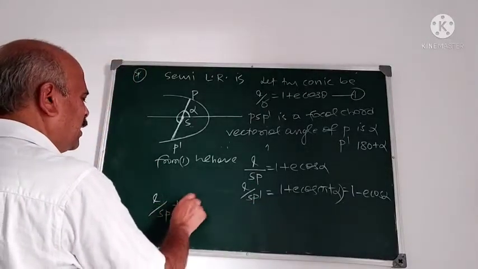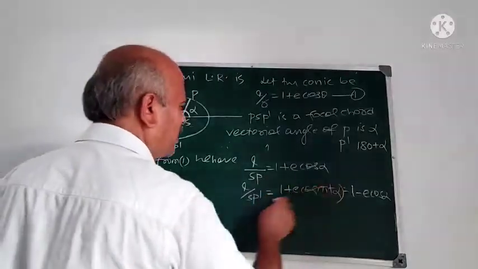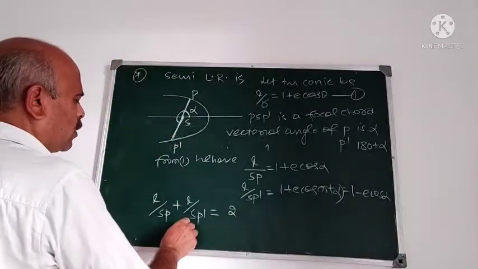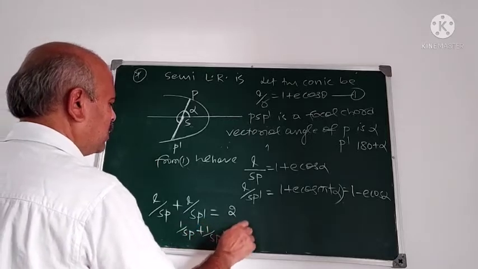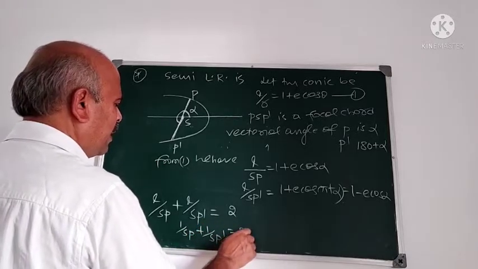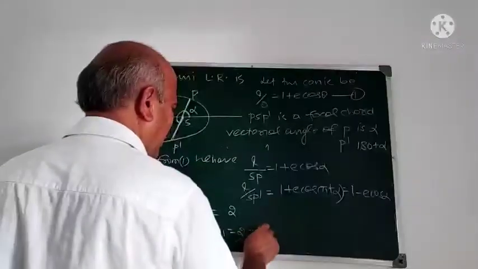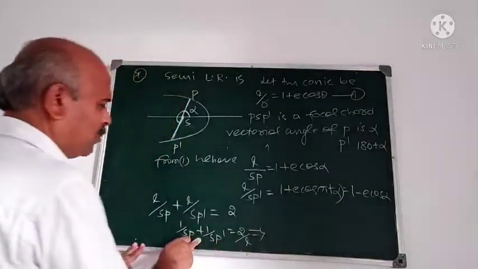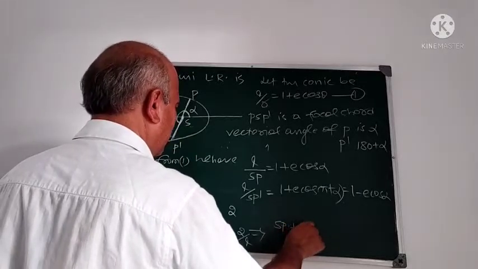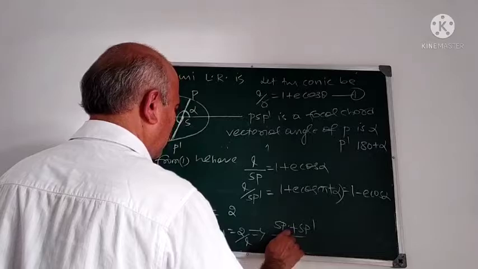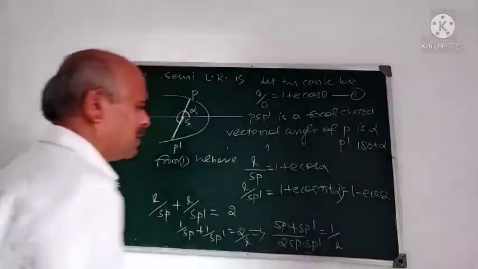Now I take L by SP plus L by SP dash. It is 1 plus E cos alpha plus 1 minus E cos alpha, which is 2. Therefore, 1 upon SP plus 1 upon SP dash is 2 by L. Now I simplify further like this. Therefore, SP plus SP dash upon 2 into SP into SP dash is 1 upon L. Next thing is only simplification.